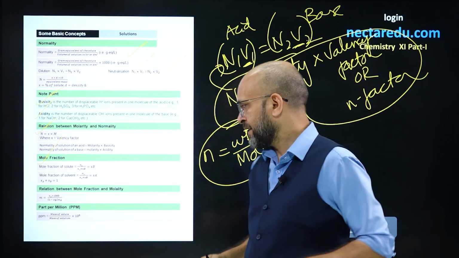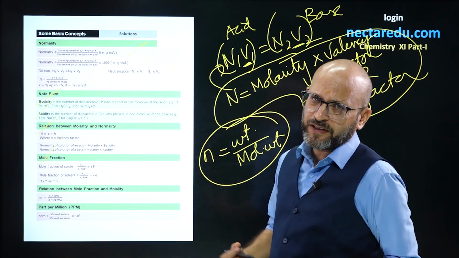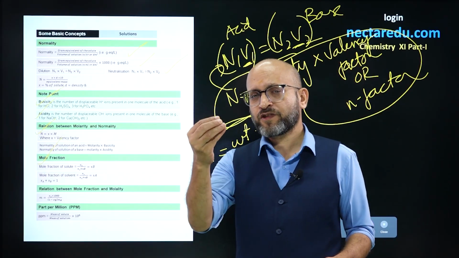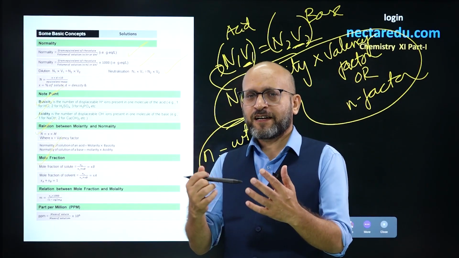Right? And the last thing is parts per million. So parts per million, how you are going to calculate is mass of solute upon mass of solution into 10 to the power 6. Alright, so this is it for now.